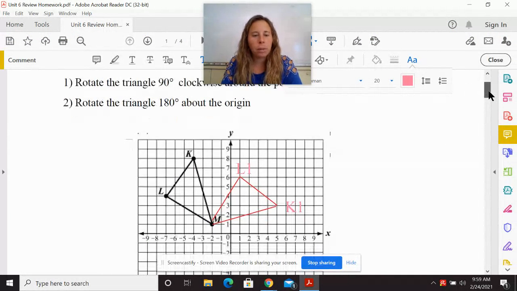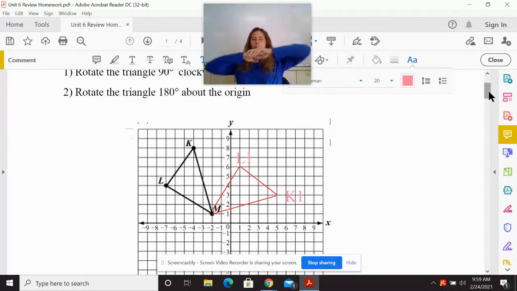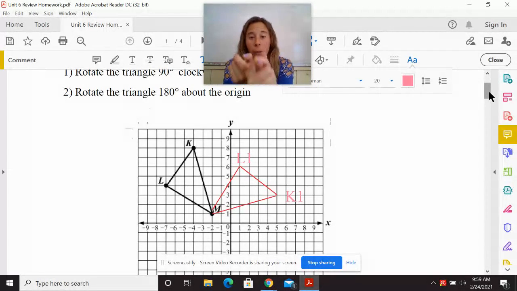Okay, I left our triangle on for number 1, but I just erased all my notes. Number 2, rotate the triangle 180 degrees about the origin. Keywords here: about the origin, 180 degrees. You have, it's not really a cheat, it's just a table that you can memorize.